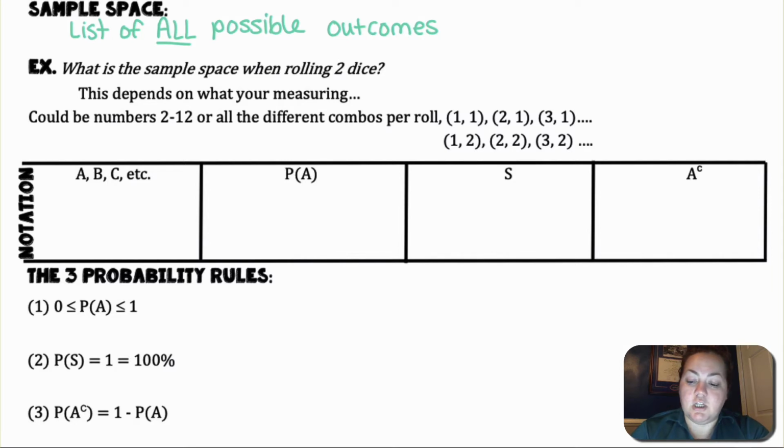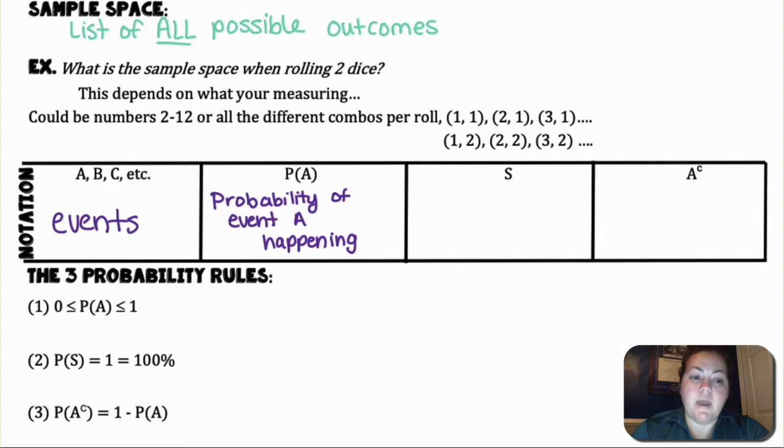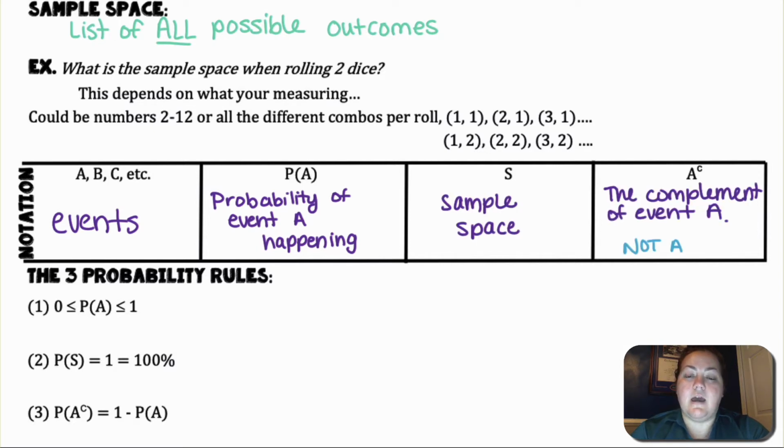The notation that we're using for probability. So A, B, C, we use these capital letters a lot of times. Those are our events. Capital P and then in parentheses A is the probability of event A happening. S is our sample space. And A with a little C exponent is the complement of A, which means not A. You can also see it with a prime, like a little dash mark.